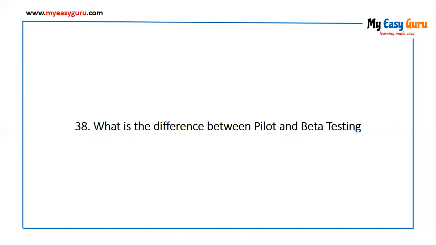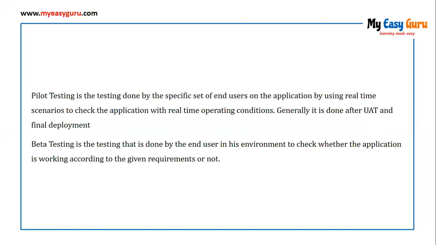Let's see the next question. What is the difference between pilot and beta testing? Pilot testing is the testing done by a specific set of end users on the application by using real-time scenarios to check the application with real-time operating conditions. Generally, it is done under UAT and final deployment. Beta testing is the testing done by the end user in his environment to check whether the application is working according to the given requirements or not.